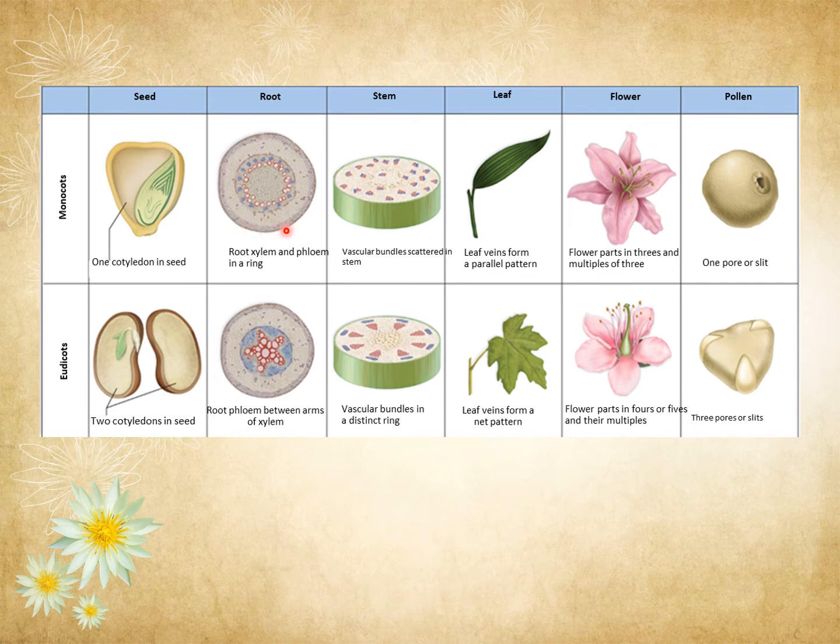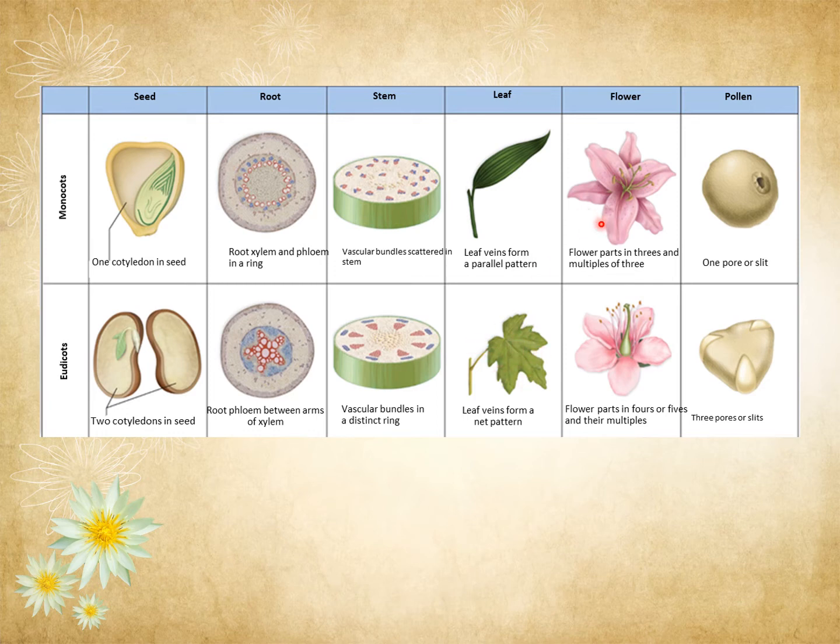Okay, we go on into the root. The root xylem and phloem in the monocot are arranged in a ring, while the root phloem in the eudicots is between the arms of the xylem. Next we have the stem. In the monocot, the vascular bundles are scattered inside the stem, while in the eudicots, the vascular bundles are in a distinct ring. For the leaf, the leaf veins form a parallel pattern in the monocot, while in the eudicots, the leaf veins form a net pattern.